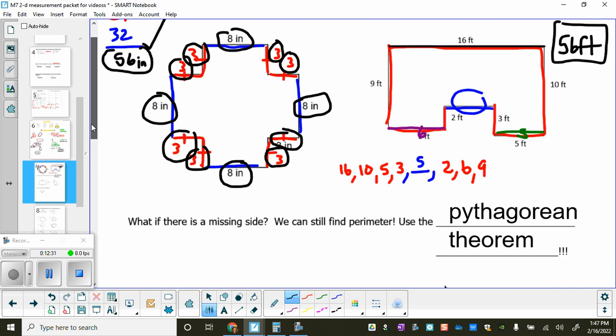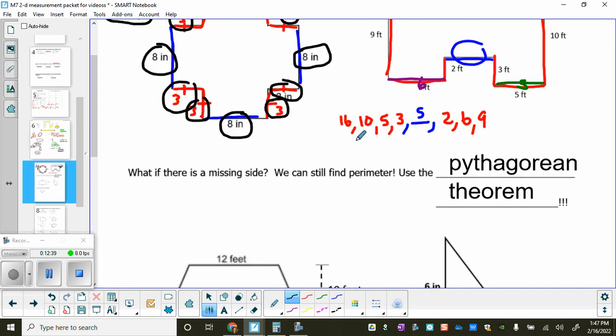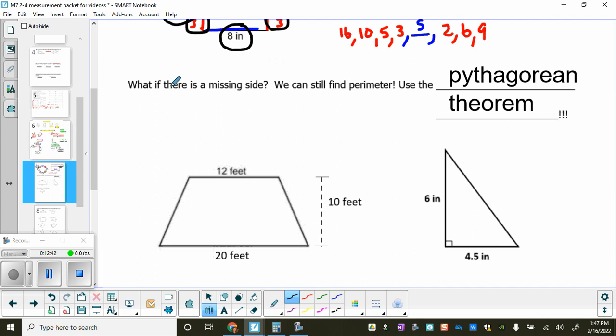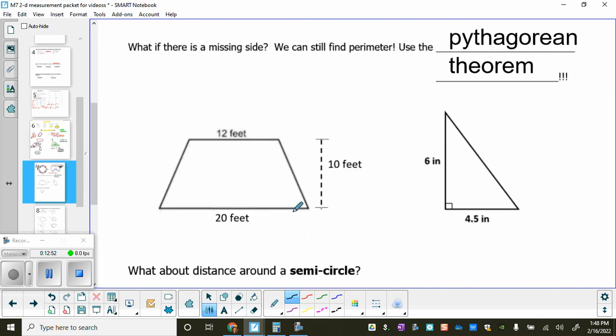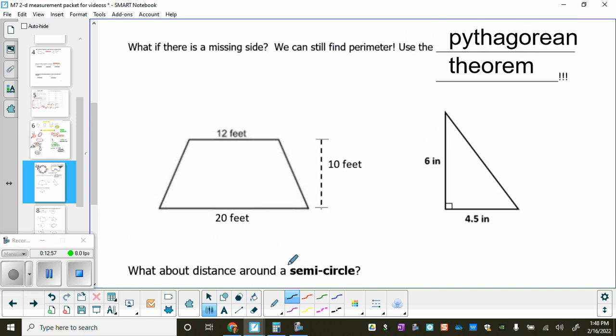All right. Okay, cool. So you've got the distance around these weird shapes. Sometimes you might have to find one of the missing lengths. That's not a big deal. And if there is a missing side, like one of these down here, you can still find the perimeter. You just might need to use the Pythagorean theorem. So if you have a missing side of a slanted side, we can still find the distance around it. We just need to use the Pythagorean theorem, okay?